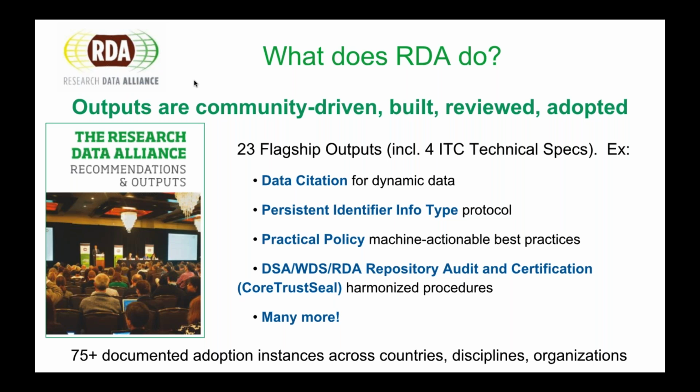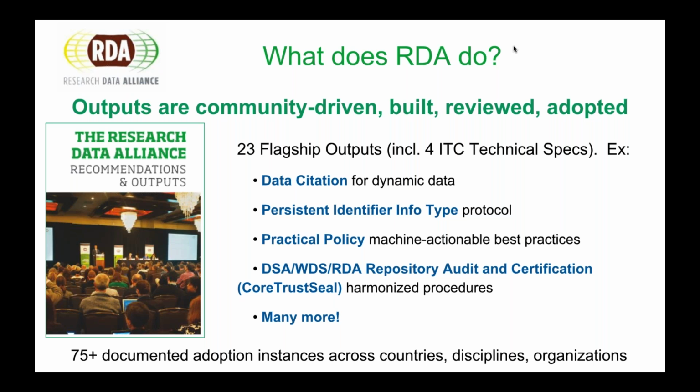Since 2013, we've got 23 flagship outputs. Those are our formal recommendations, 4 of which have been formalized as information and communications technology technical specifications. Gosh, if my brain's remembering the acronym correctly. This is basically a standards making body, primarily in the European Union, but it is that formalization component. So we've got 4 technical specs right now. We've got another set currently going through the ICT process for recognition.